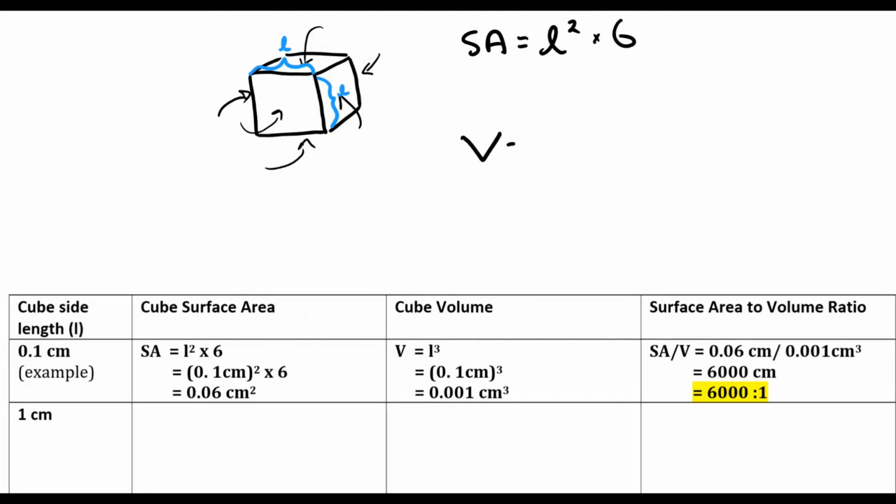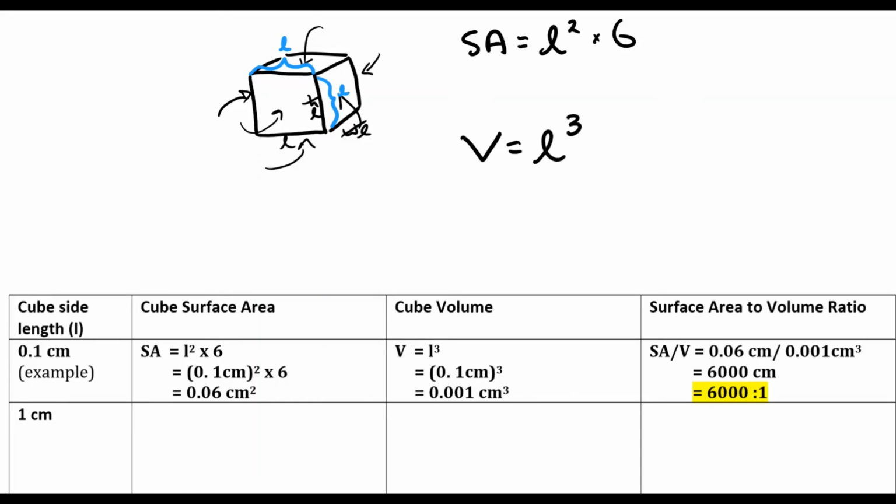The volume for this thing is how much space does this occupy? And the way you calculate volume for regular prisms is you take the length times the width times the height. But in this case, they're all the same. The width is the same as the length, and the height is the same as the length. So the volume for this object is just L cubed.